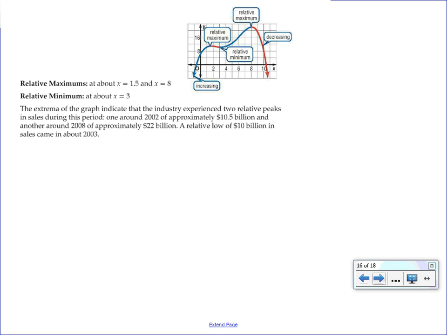We saw these on the last picture, the relative maximums and the relative minimums. The maximum is x equals 1.5, right? We have two maximums. We have one here, and we have one here. We have two relative maximums. One is at x equals 1.5, and the other one is at x equals 8, or 2008, right? And at 2001, halfway through the year is what that means. A relative minimum is at x equals 3 right here. So around 2003 was the worst sales they had.